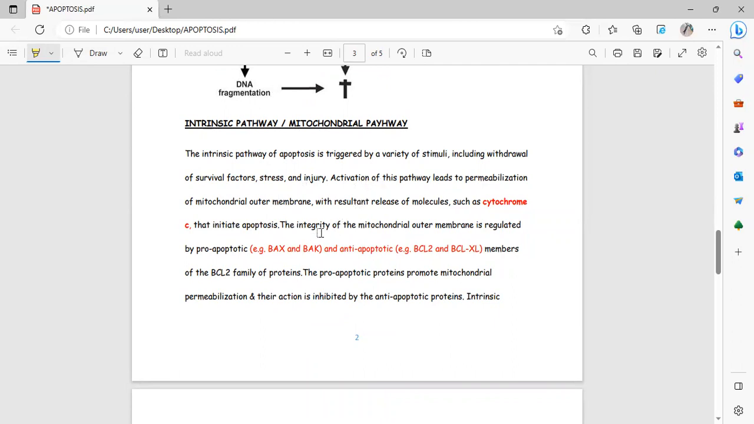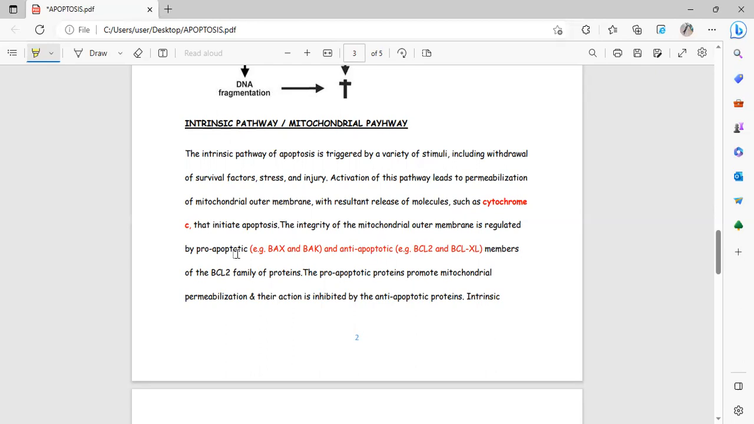So the integrity of the mitochondrial outer membrane is usually regulated by pro-apoptotic proteins. I want you to understand that a cell normally has pro-apoptotic bodies and anti-apoptotic bodies. The pro-apoptotic bodies facilitate apoptosis, while the anti-apoptotic bodies prevent apoptosis from taking place. We have two types of pro-apoptotic proteins: BAX and BAK. On this slide I've just put two examples of anti-apoptotic proteins, but there are others you can look up. We have BCL2 and BCLXL, which are the most important members of the anti-apoptotic protein family.